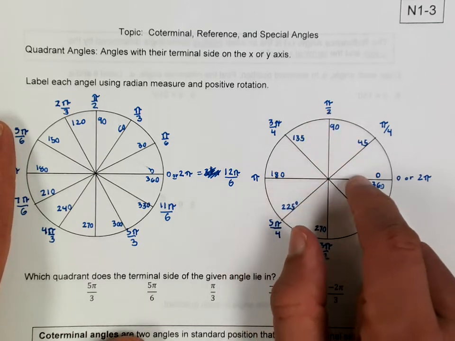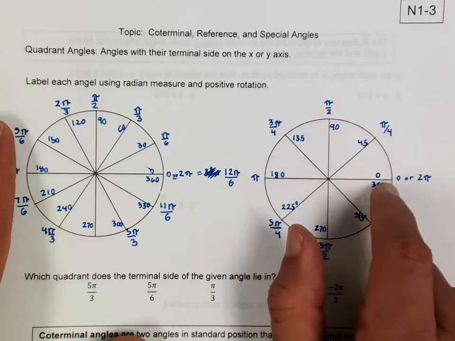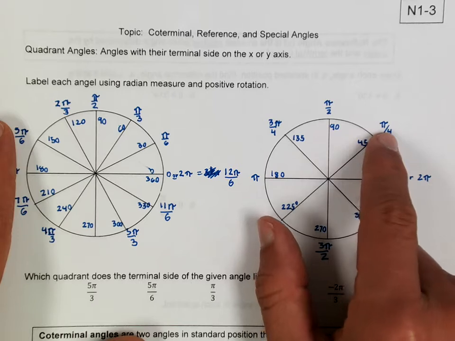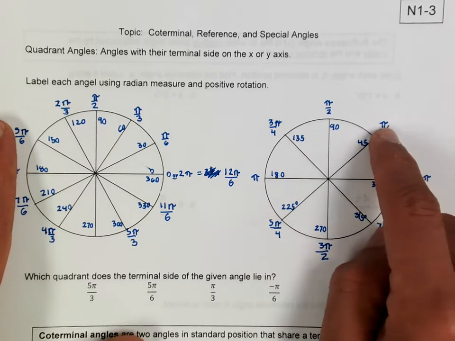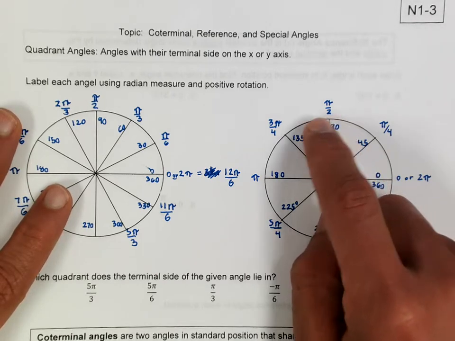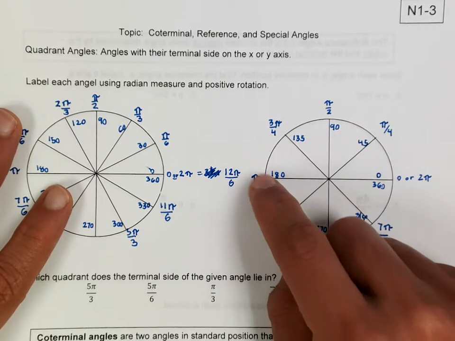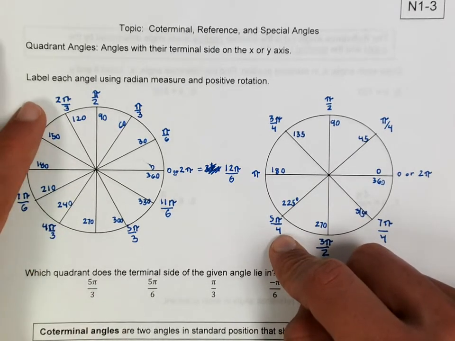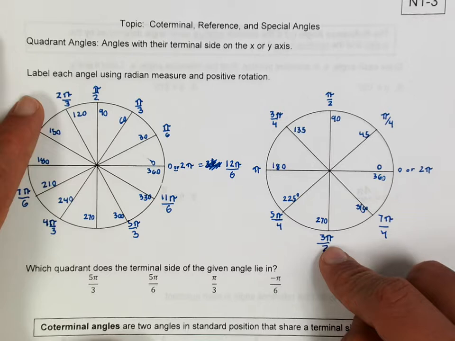Notice that between 0 and 1/2, I have a fourth. So I'm just going to go up by fourths. So pi over 4, pi over 2. If you add a fourth to a half, you get 3 pi over 4, then pi. If you have 1 plus a quarter, you get 5 pi over 4, 3 pi over 2.